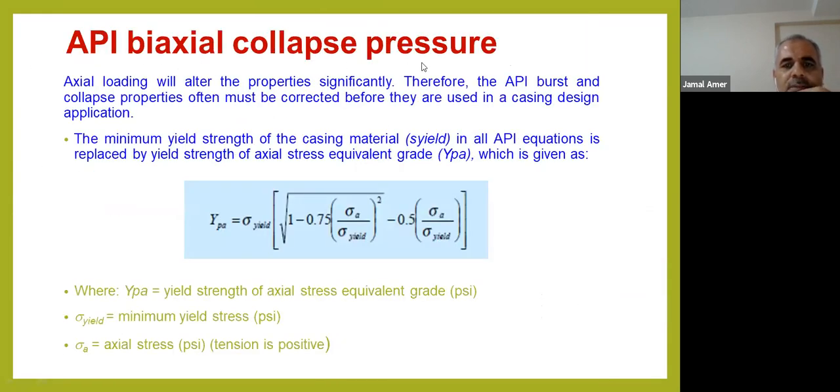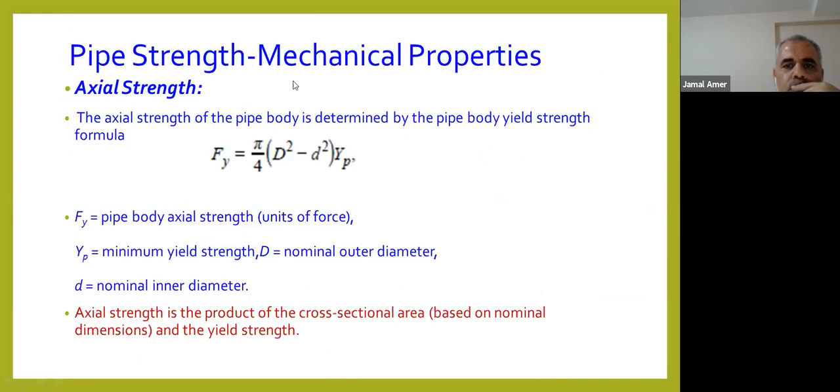Also, biaxial collapse. What's the effect of biaxial collapse? Here we will calculate it by this equation. Axial strength, this is the equation of axial strength, divided by 4. Here is the area of the casing, multiplied by the yield strength. Here is the area of the metal itself, the metal of the casing.